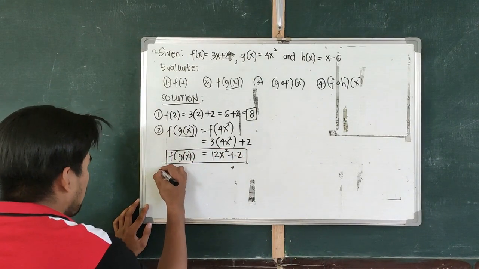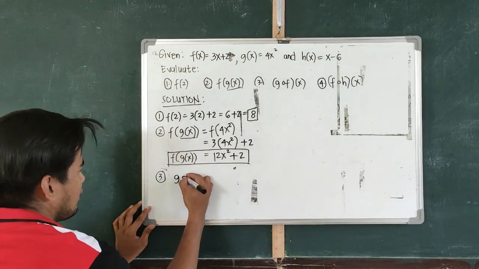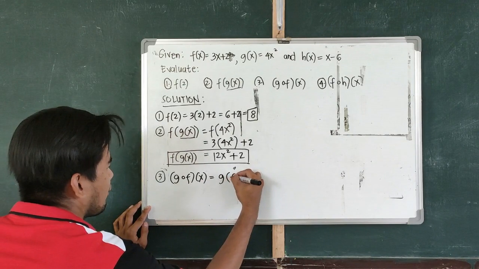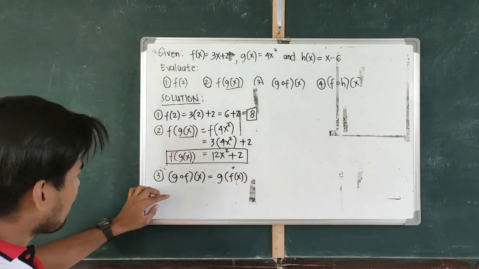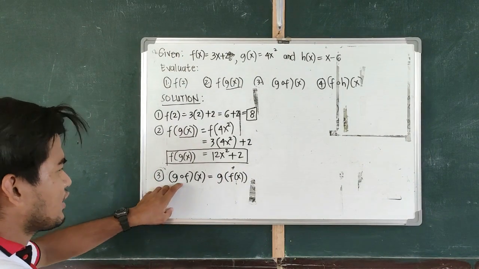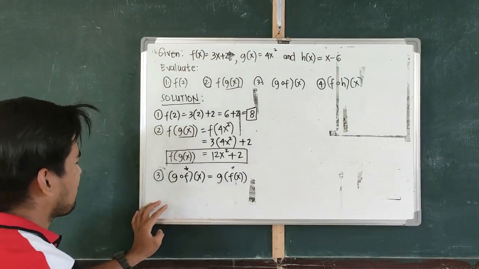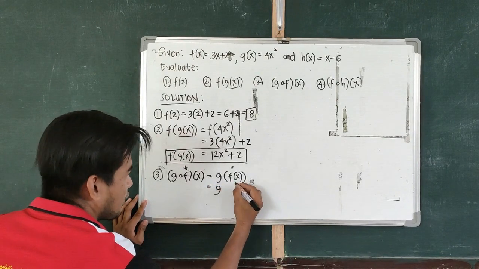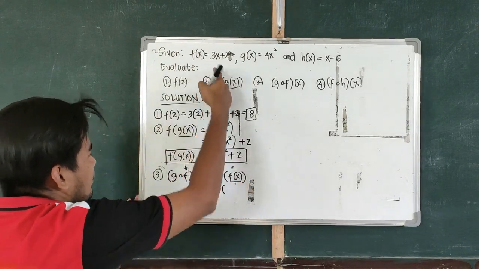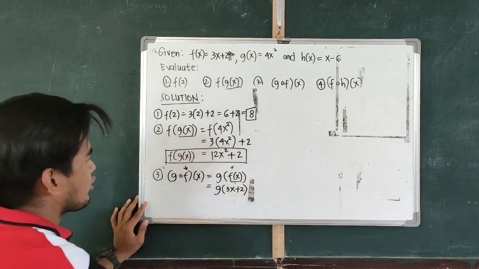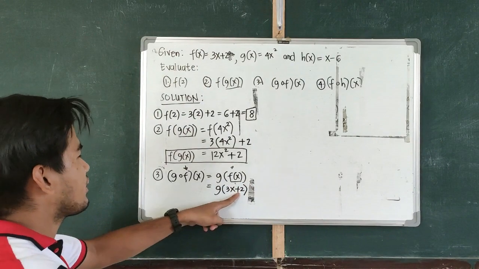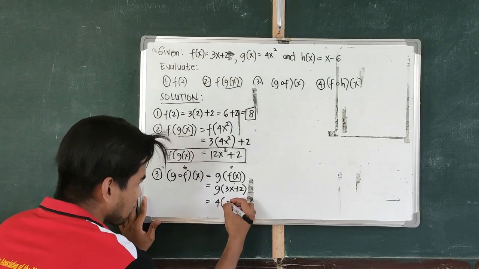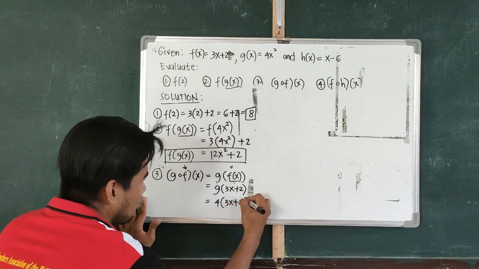Okay? For the third example, we have g circle f of x. So this can be written as g of f of x. So as you can see, function composition, it is read as g circle f. Kung ano yung nasa dulo, which is f, yan yung magiging input function natin. Understood? So, what is the value of f here? The value of f is 3x plus 2. So, ito ngayon yung isa-substitute natin doon sa x ni g. Understood? So, we have 4 times 3x plus 2 squared.